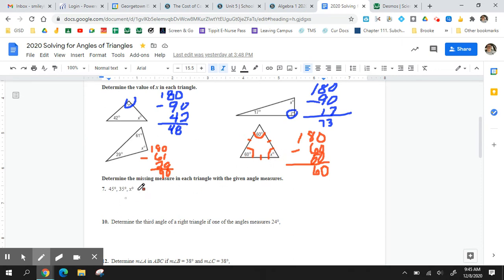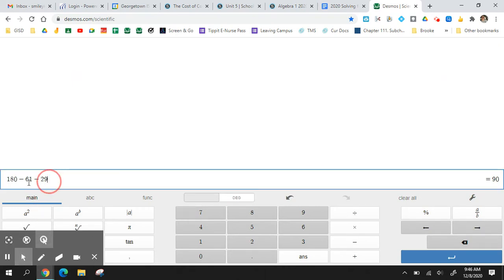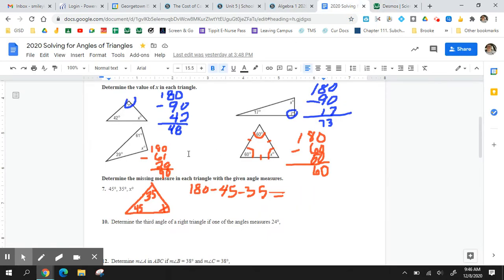Now, if you look at the next problem, we're still going to do exactly the same thing, but now we aren't given a triangle. You are more than welcome to draw yourself a triangle and fill in if that is helpful for you to see that visual. Please know you do not have to do that, but it is up to you. So there's my visual. Maybe this corner is X. But we're still going to take 180 and subtract 45 and minus 35 to find our answer. So 180 minus 45 minus 35, and you get 100 as our answer.